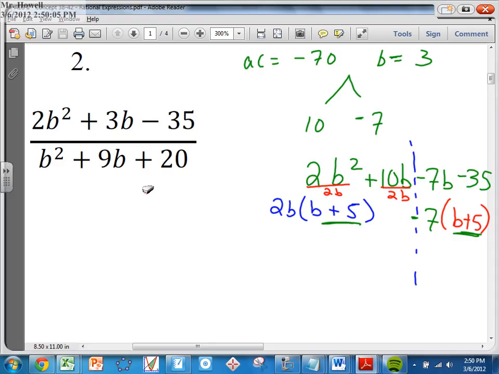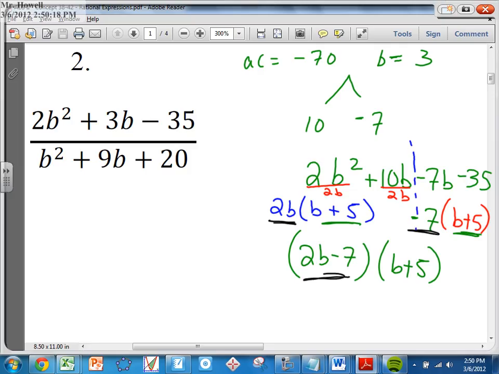And whatever's left over here is my factor. So 2b minus 7 and b plus 5. Again, how do I get that? I take the coefficients, or the GCFs, and make them one of my factors. I take whatever repeats itself, in this case b plus 5, and that becomes the other factor. Now that's my numerator. So go ahead in your numerator, cross it off. You did all this work. Cross it off and just write it up here to start. 2b minus 7 and simply b plus 5.